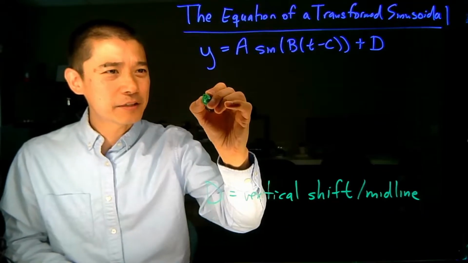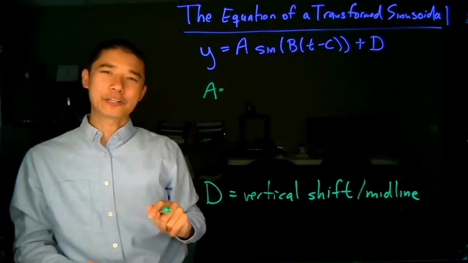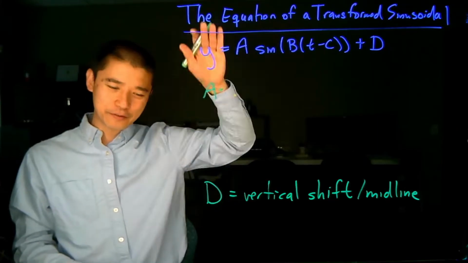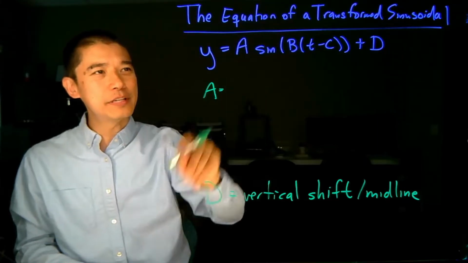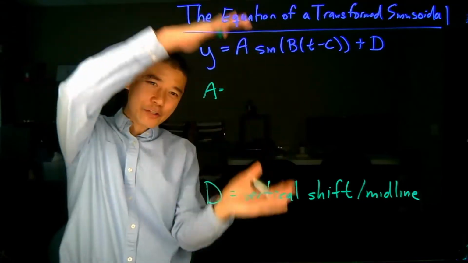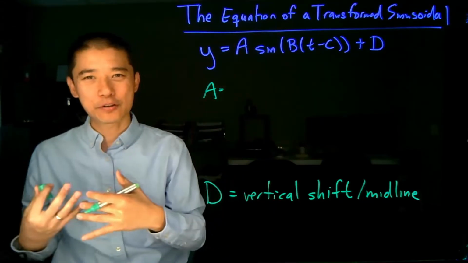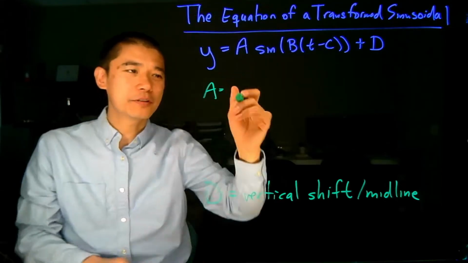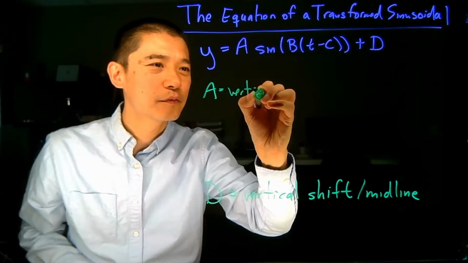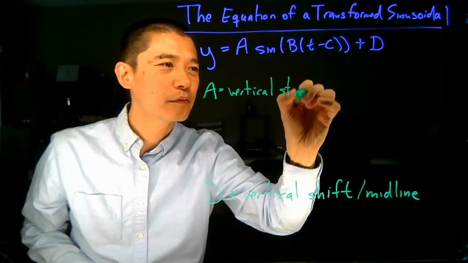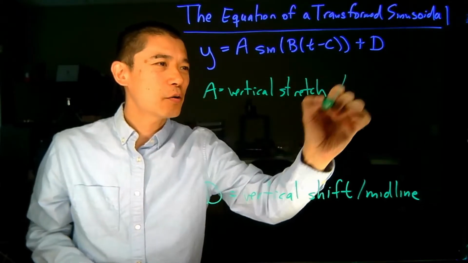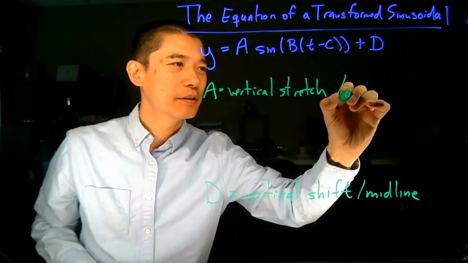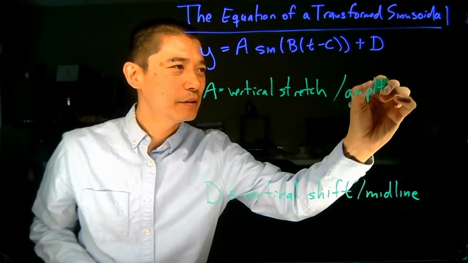The a is the next part we're going to look at. And the reason why we're going to look at this is because this continues in the sense of verticality. And it's going to be either a vertical stretch or compression, depending on whether a is bigger than 1 or less than 1. But a is the vertical stretch component. And it corresponds with the amplitude, right?